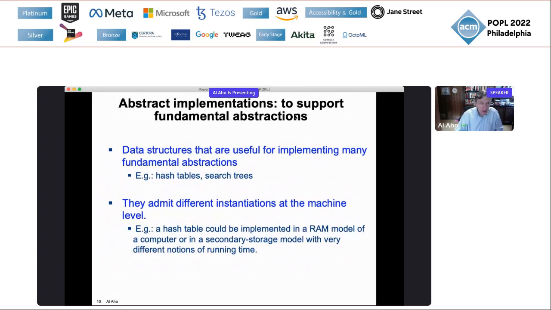Our second category we called abstract implementations. These are data structures that are useful for implementing fundamental abstractions. Common examples include hash tables and various kinds of search trees.